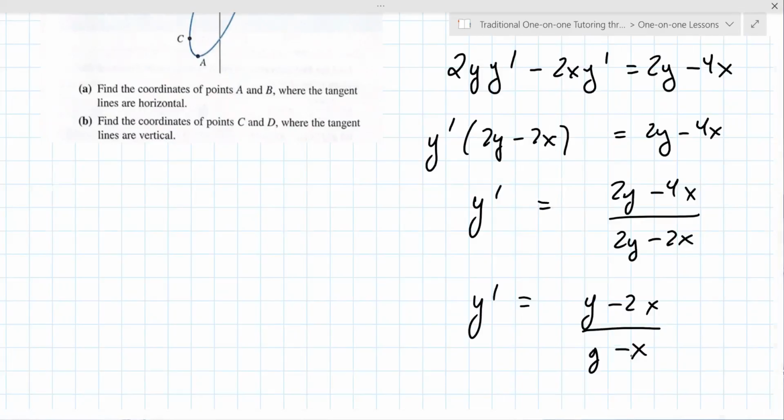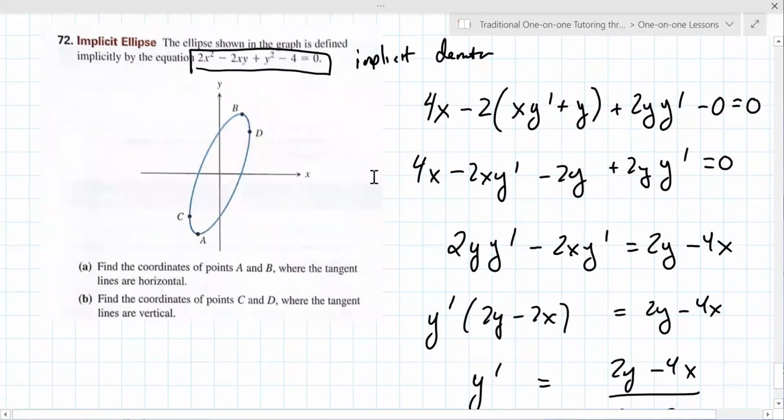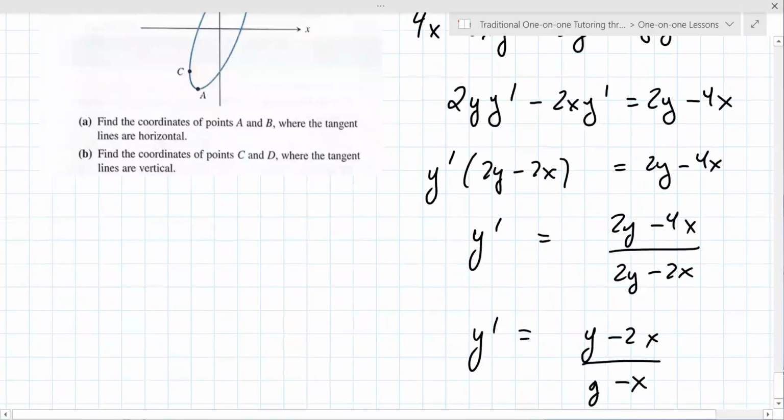Well, we still haven't found the. Yeah, we're going to get there. Okay, so it says part A. Find the coordinates of points A and B where the tangent lines are horizontal.